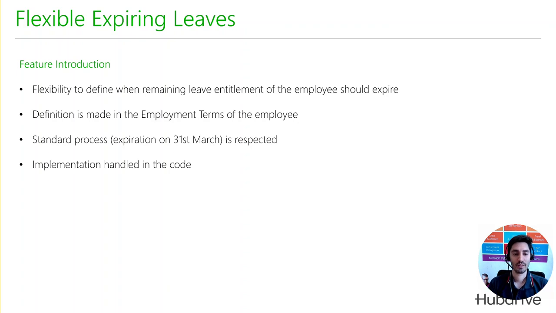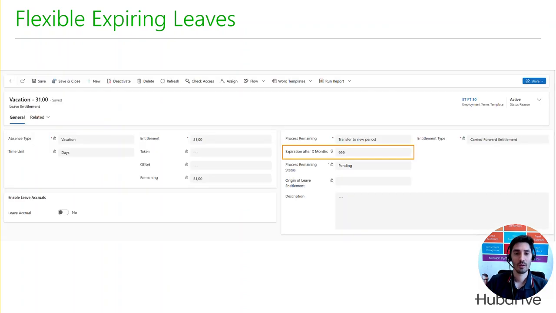So the implementation is handled entirely in the code. No workflows, no changes in the flows or cloud flows. So here we can see an example of the field. This is done in the employment terms of the employee under the leave entitlement tab. So this was the field that was added.